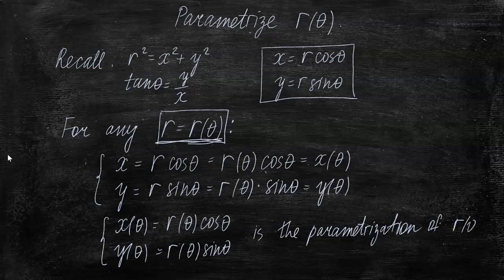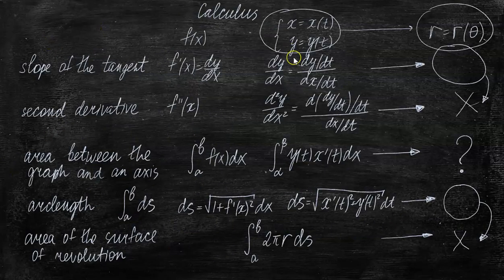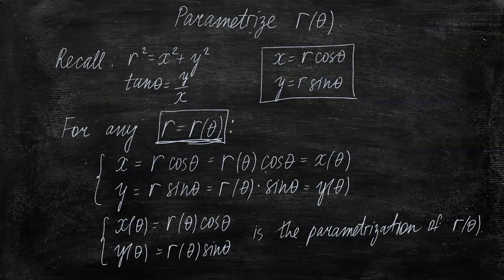So where do we go from here, you may ask, and the answer is we now, once we've parametrized this curve, can apply everything we know about parametric equations to polar curves. So let me show you a quick example of how to parametrize an equation. If we have the following curve, then we can parametrize it.